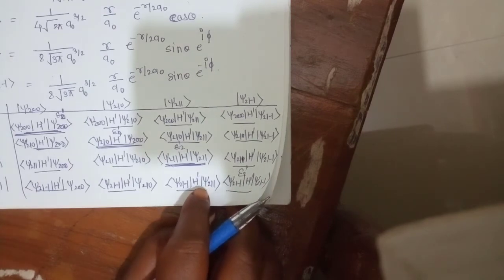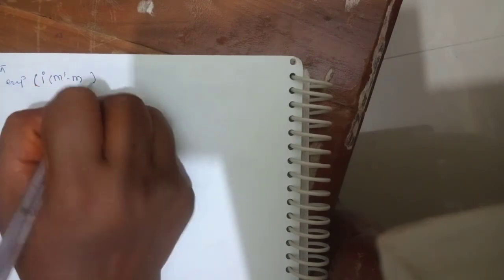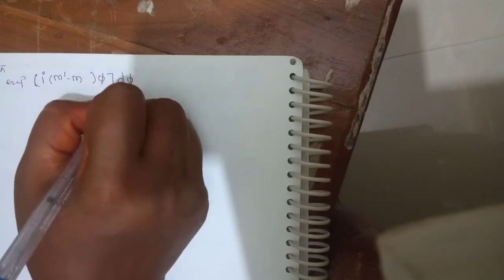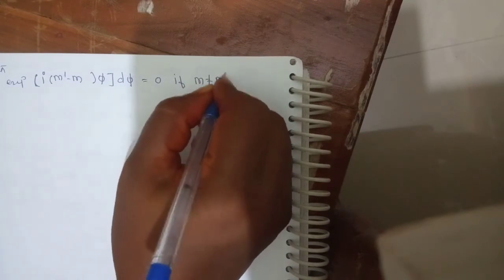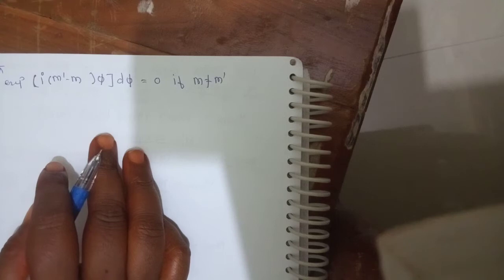After that, one formula is there. I'm writing here. Okay. One formula is there: the integral from 0 to 2 pi of exponential i (m prime minus m) phi d phi is equal to 0 if m is not equal to m prime. Okay, that formula is given in that.